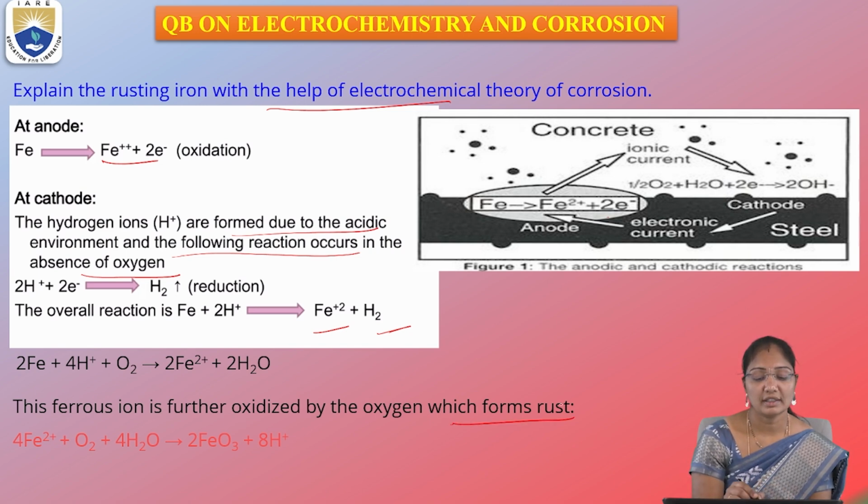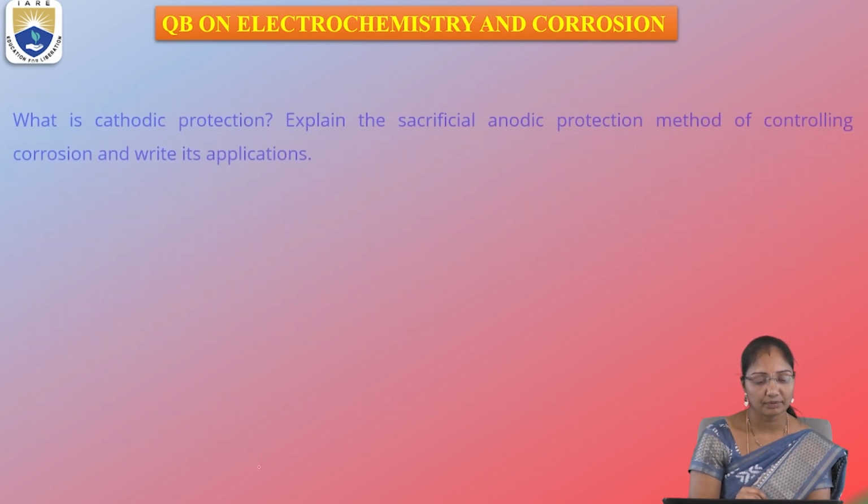So the thus formed Fe2+ ions are going to further react with the oxygen. So here the 4 Fe2+ plus O2 plus water molecules from the moisture, humidity, oxygen are going to convert into iron oxide plus 8H+ ions. This is nothing but the corrosive product. This causes the corrosion on the surface.